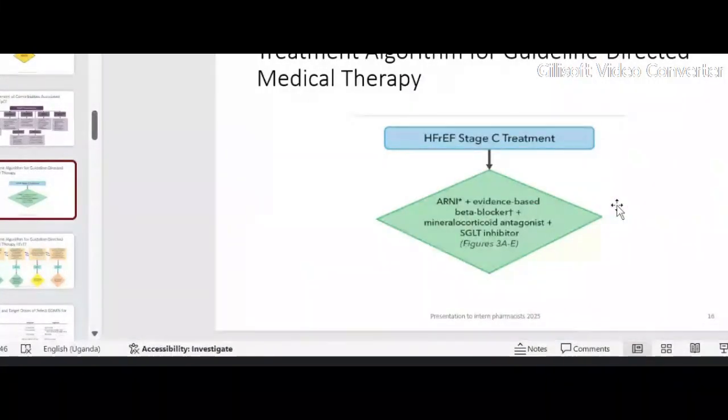In reduced ejection fraction, there are four drugs that reduce risk of death. There are four classes. I've talked about the ARNI, I've talked about the beta blockers, I've talked about the mineralocorticoid antagonists, I've talked about the SGLT2 inhibitors. These four, we call them GDMT together, or we call them the pillar drugs of heart failure. There are four categories. These ones reduce risk of death.